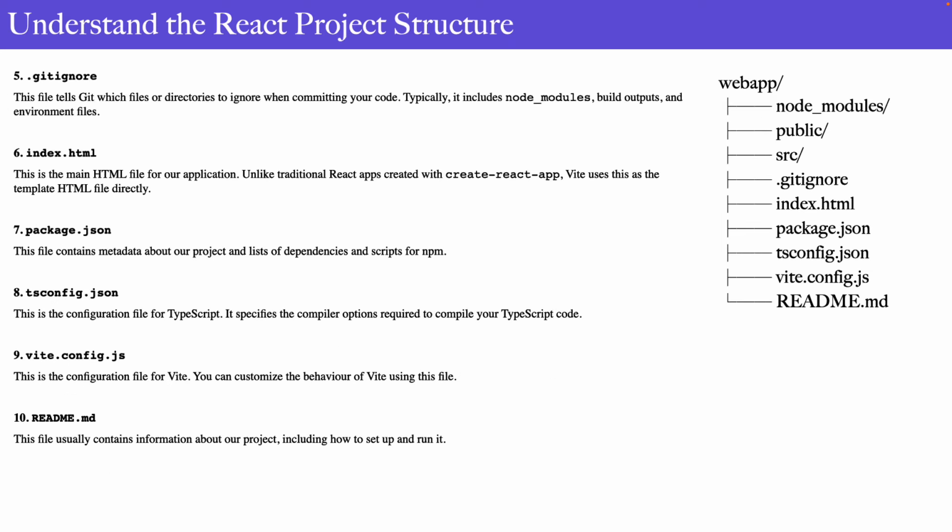Next is the .gitignore. You know that the .gitignore is for git. If you want to ignore any of the files and folders while committing to git, this is the place where you can add. Next is the index.html file.